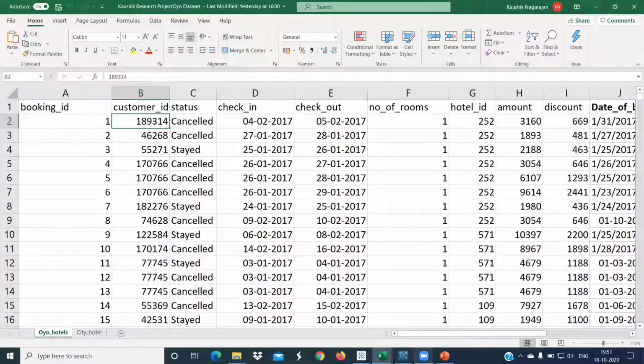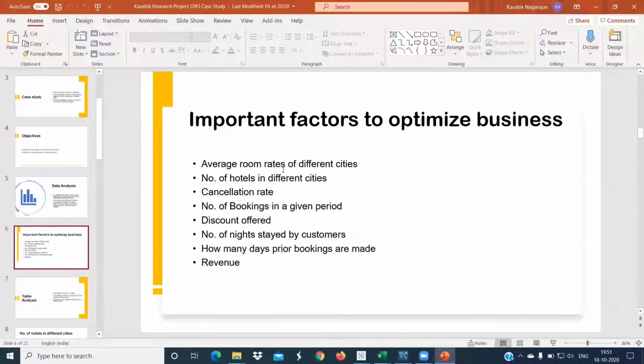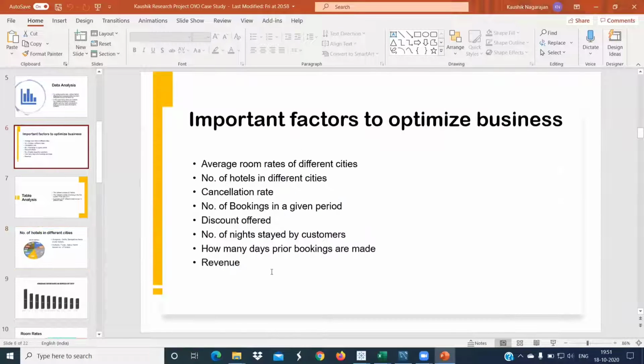Similarly, the most important factors affecting the business are average room rates of different cities, number of hotels in different cities, cancellation rate, number of bookings in a given period, discount offered, number of nights stayed by customers, how many days trial bookings are made, and the revenue.